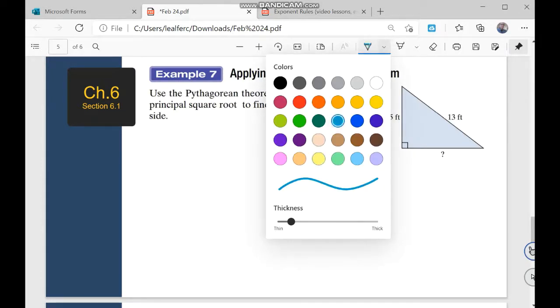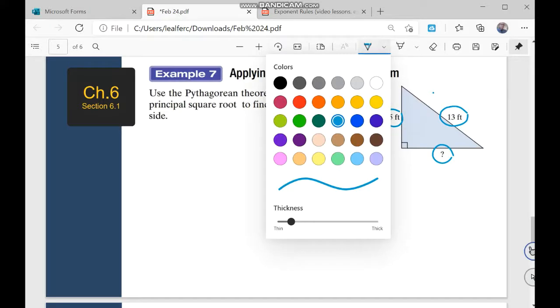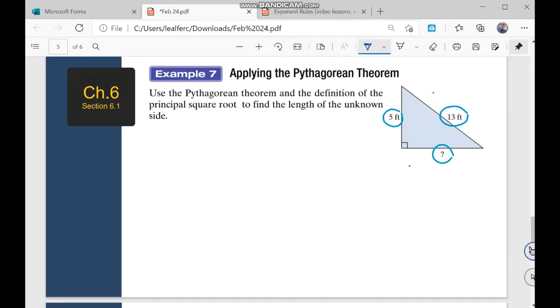And we have the triangle on this side we know is 5. This other side we also know is 13 feet, but we don't know this third side. The first thing you have to do is to identify which ones are the legs and which one is the hypotenuse. So let's try to find out. The formula is c squared equals a squared plus b squared, right? This is the formula.